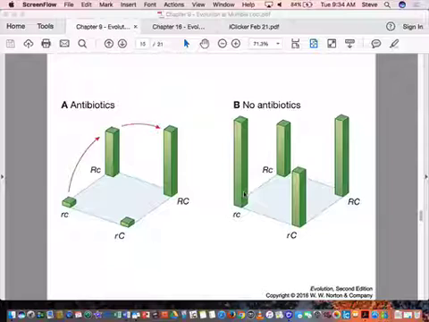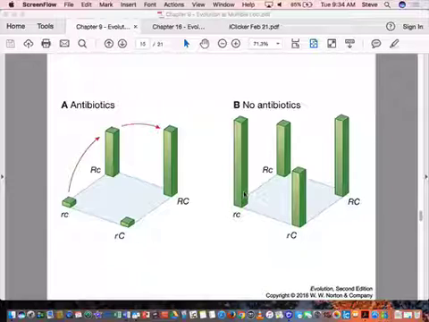And here, if you have both the resistance gene and that compensatory mutation, it confers a huge advantage in the presence of antibiotics. And the main reason is it confers resistance, but this compensatory mutation also increases the growth rate even though that resistance gene is there. So this is pretty easy to understand.